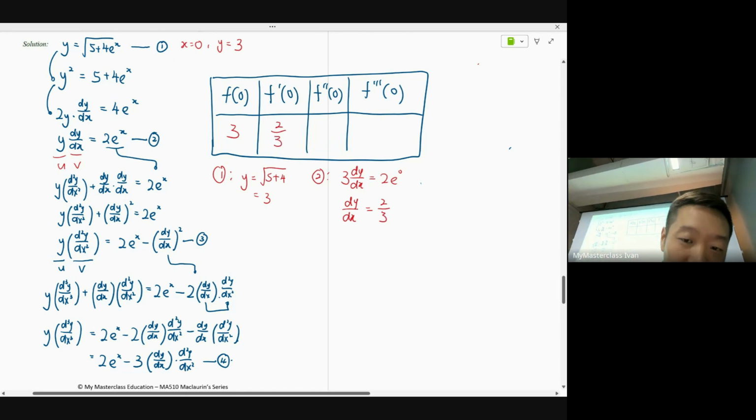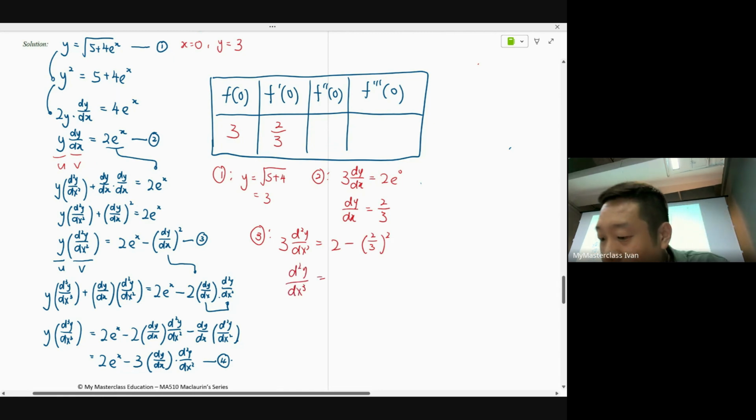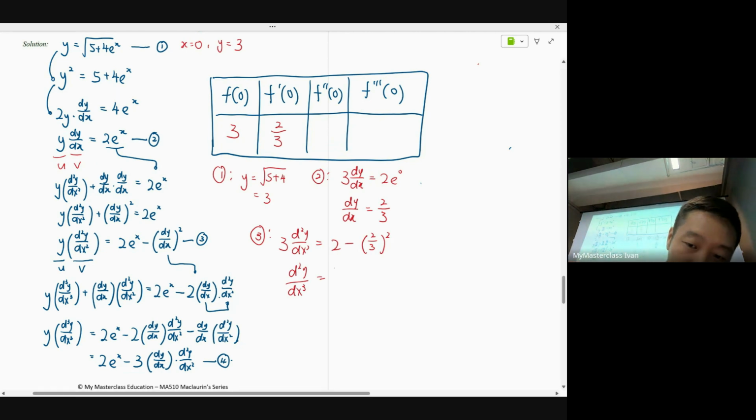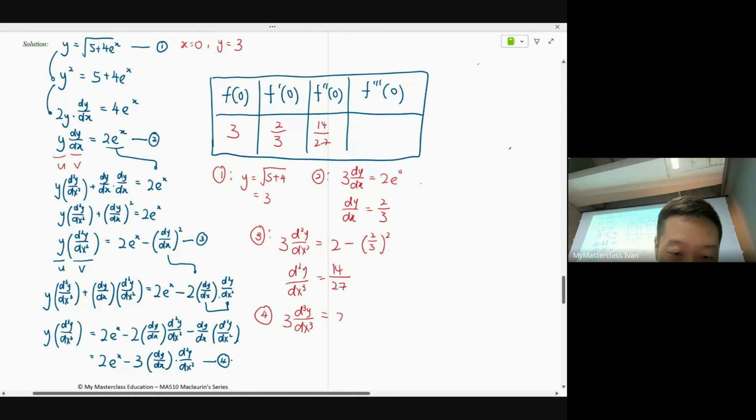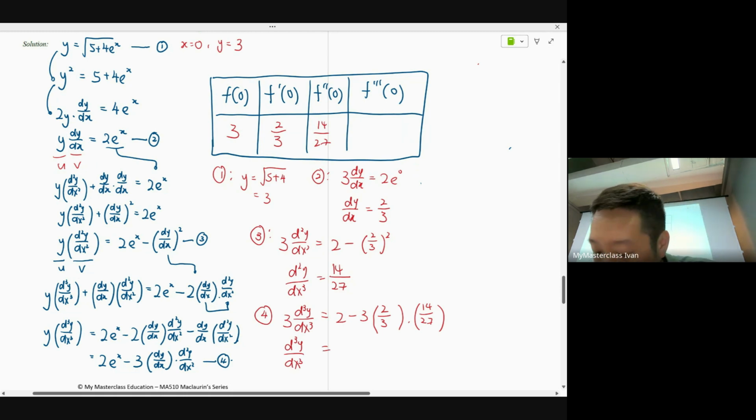Okay. So from equation 3, where's equation 3? Here. What is y? 3. d2y/dx² equals 2e power 0, 1 minus 2/3 squared. d2y/dx² equals, use your calculator. 2 minus 4/9. Enter. Divide by 3. 14/27. Okay, equation 4, where are you? Here. 3 d3y/dx³. So this is 14/27. Equals 2 minus 3 times dy dx, which is 2/3, d2y/dx² is what? 14/27. I'll just plug inside. So d3y/dx³ equals, use calculator, 2 minus 2.